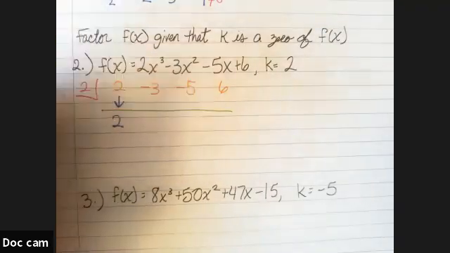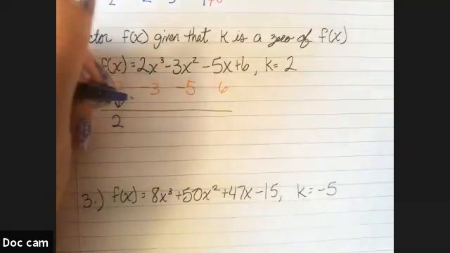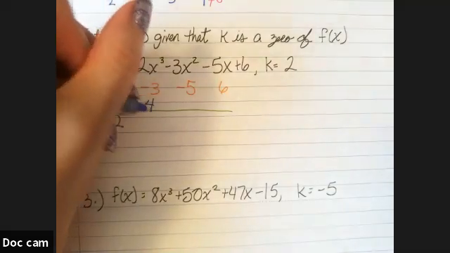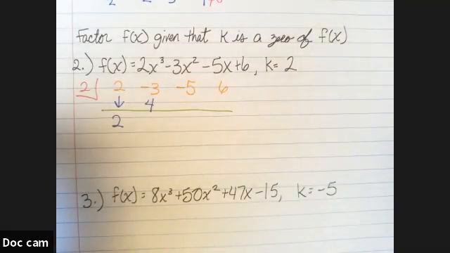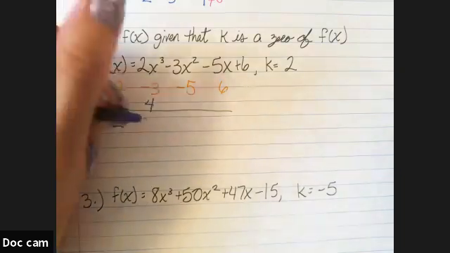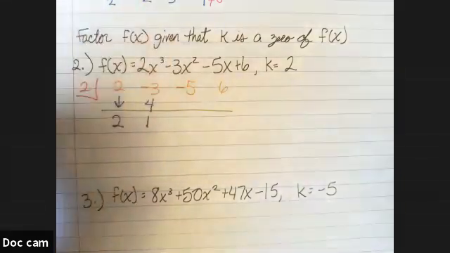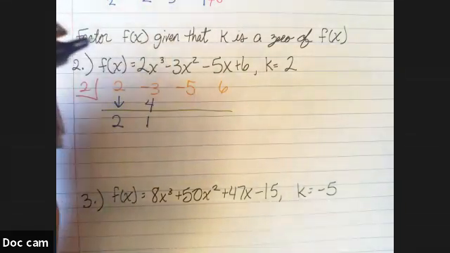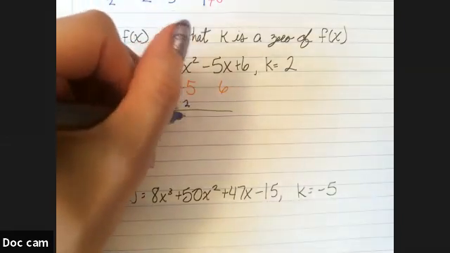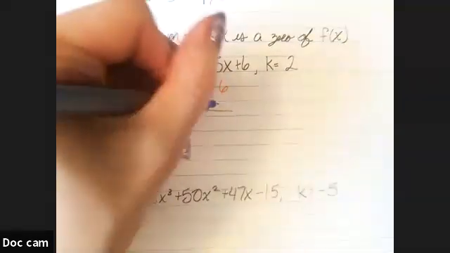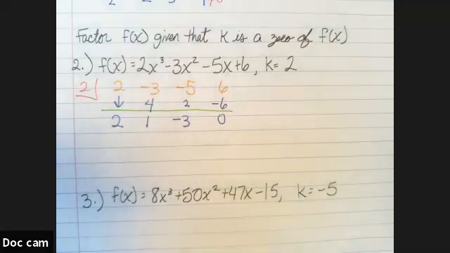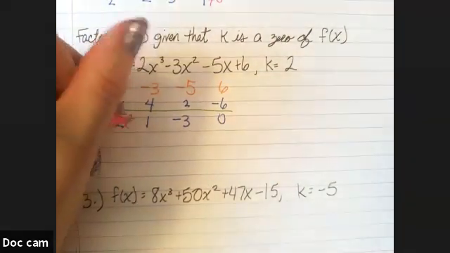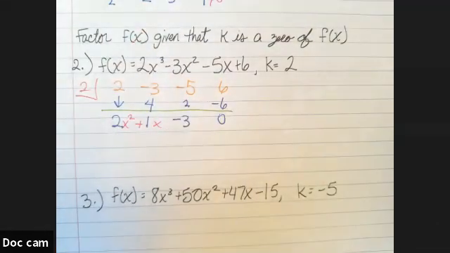And then we have 2 times 2 is 4. And so that's going to be 1, 2, -3, -6, and 0. So they already told me that 2 was a 0, so that makes sense that I came out with a remainder of 0. All right, so that's 2x squared plus 1x minus 3.